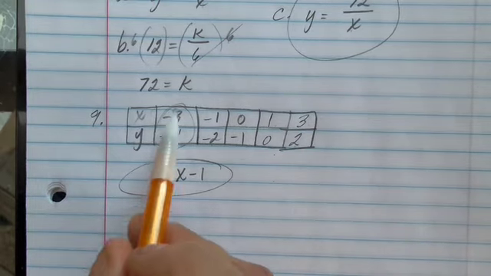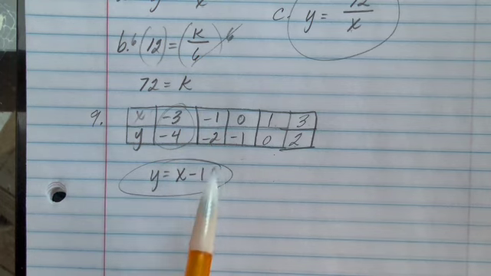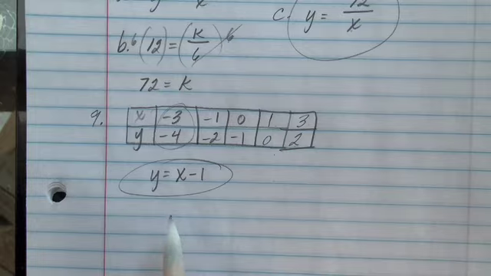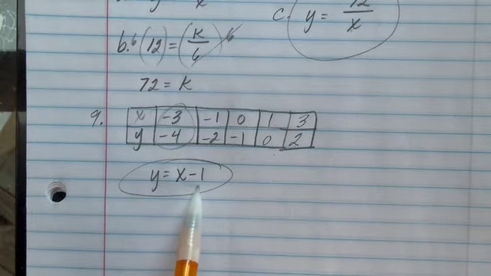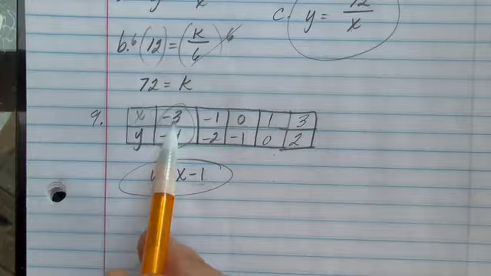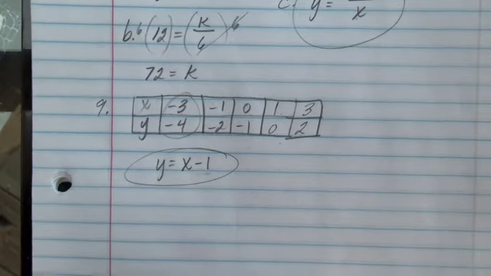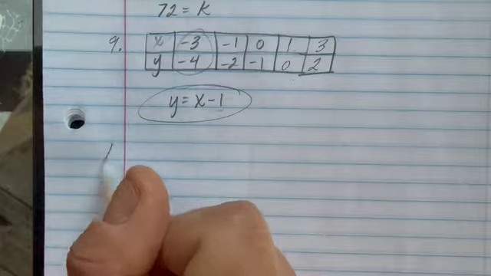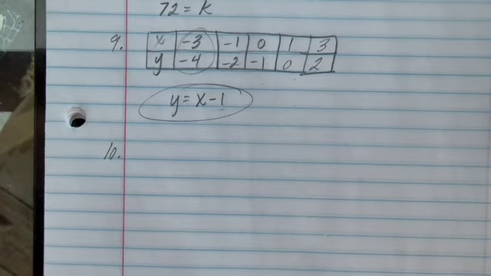You're looking at the relationship here, okay? So when x changes, what happens to y? That's what we're looking at here. So y is always going to be 1 less than x. All right? That's what I'm evaluating. Okay, we've got one more problem to solve.